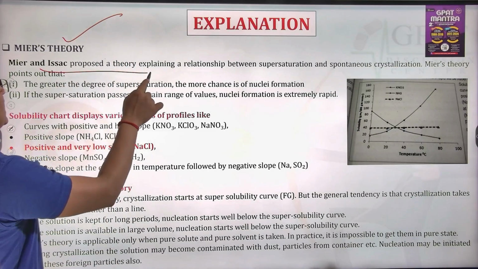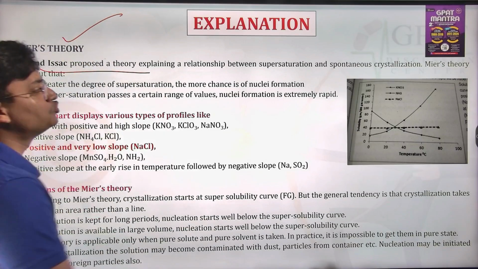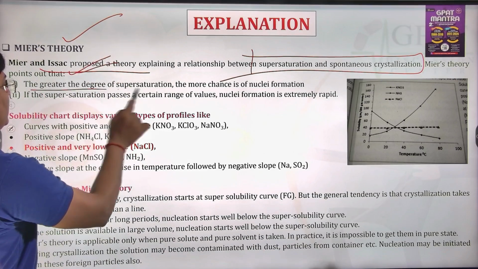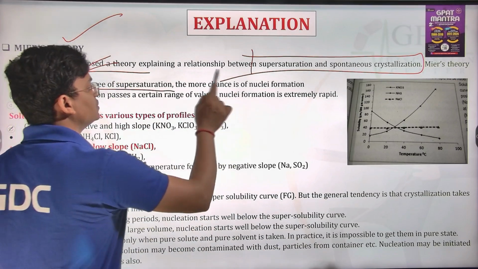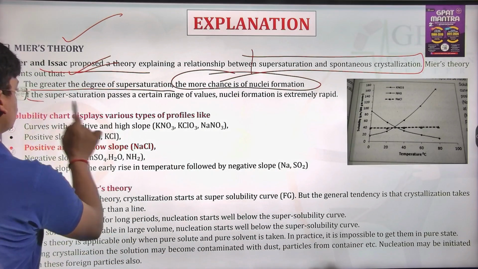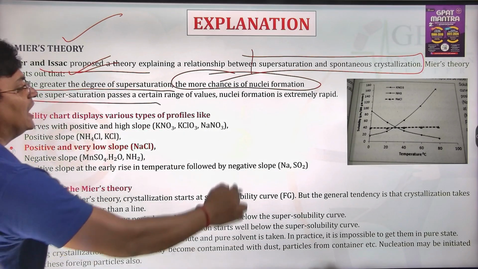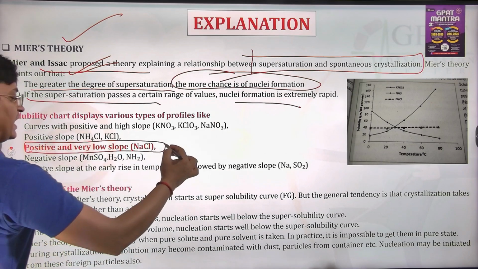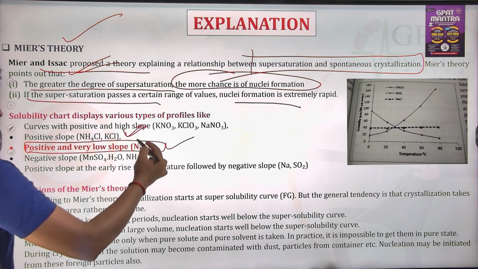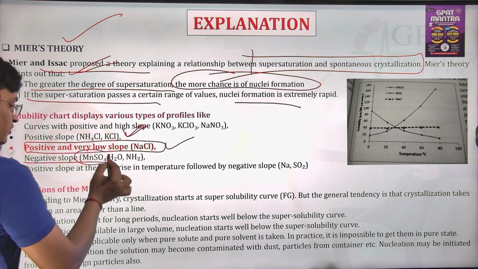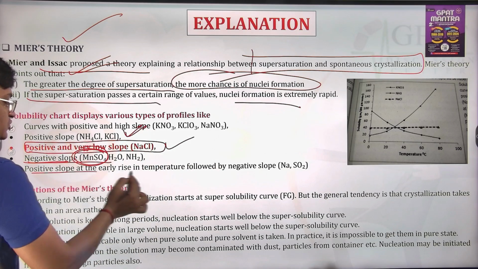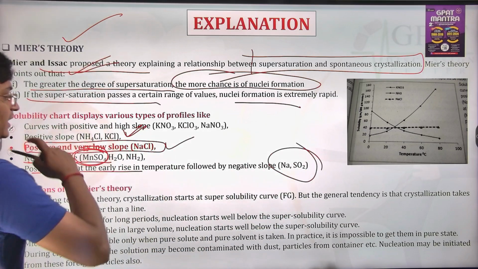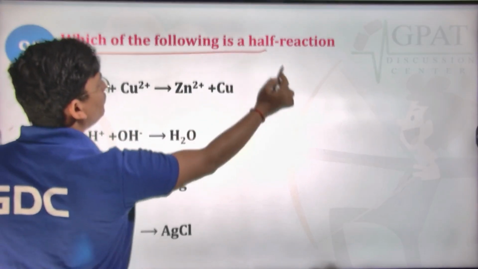Miers and Isaac proposed a theory explaining the relationship between supersaturation and spontaneous crystallization. Miers' theory points out that the greater the degree of supersaturation, the more chances of nuclei formation. If the supersaturation passes a certain range of values, nuclei formation is extremely rapid. Positive and very low slope is for NaCl, positive slope for NH4Cl and KCl, negative slope for MnSO4. MnSO4 has a negative slope; Na2SO4 has a positive slope at early rise in temperature followed by a negative slope. Which of the following is a half reaction?